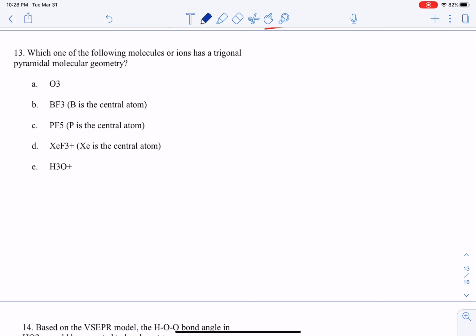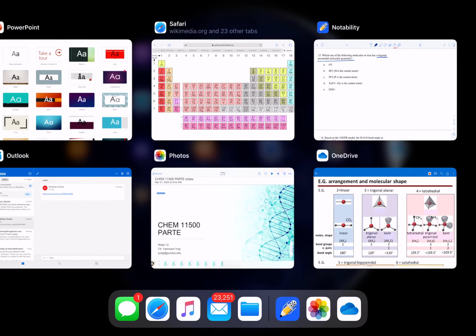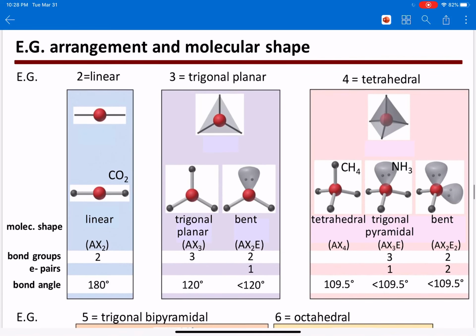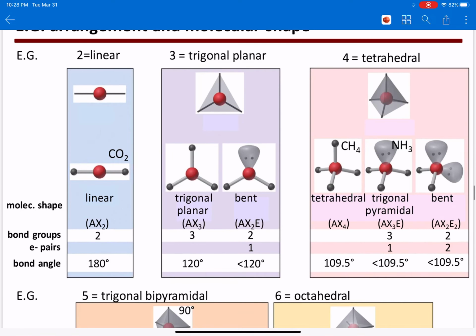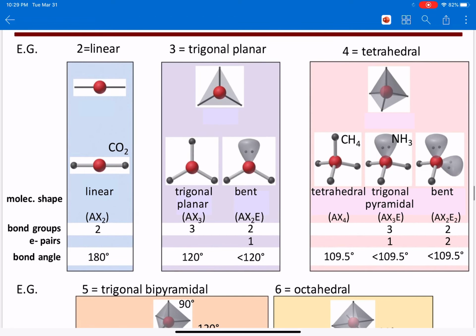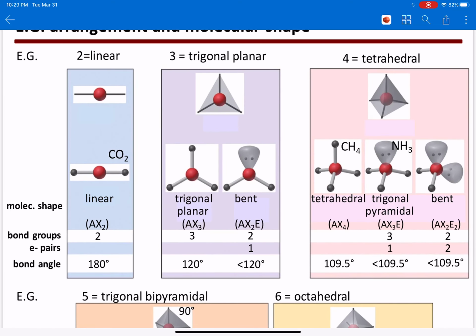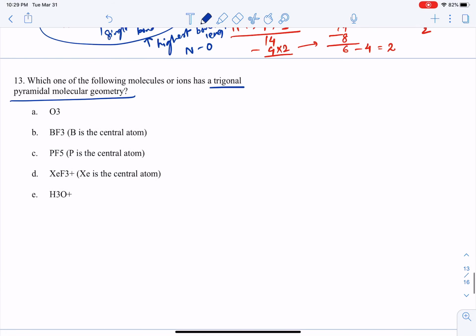Next question. It's the 13th question. Which one of the following molecules or ions has a trigonal pyramidal molecular geometry? So it's asking which molecule has a trigonal pyramidal geometry. You see, it's trigonal pyramidal. In one option it is tetrahedral electron group with trigonal pyramidal shape, and the other option is trigonal pyramidal in electron group itself. So there are 2 possibilities. Let's move back to the question and make the structures.